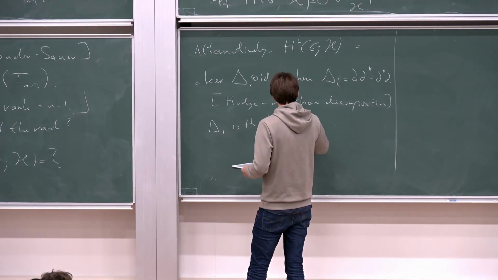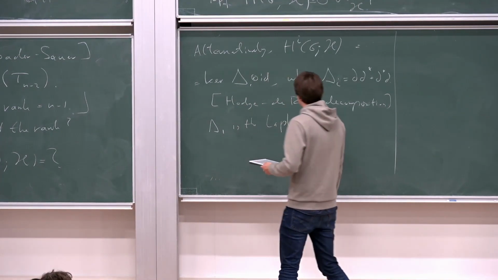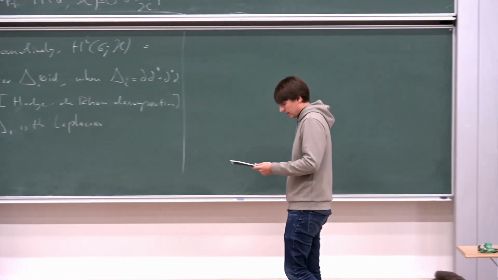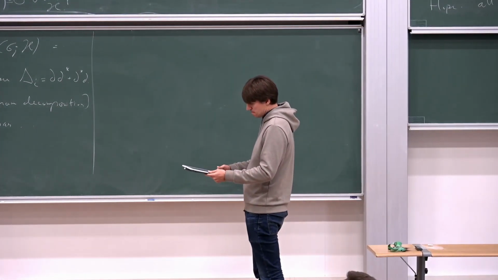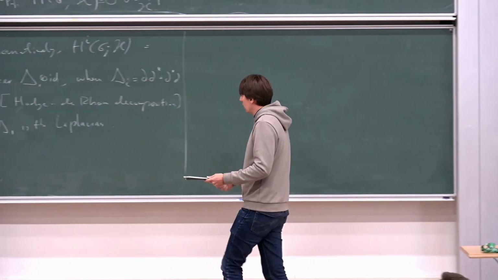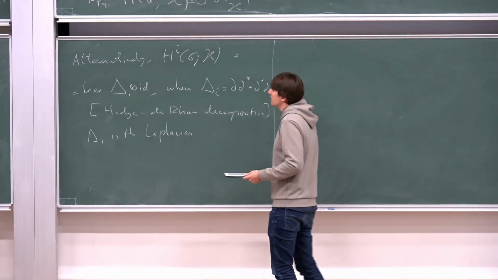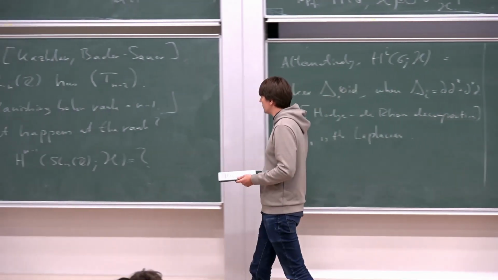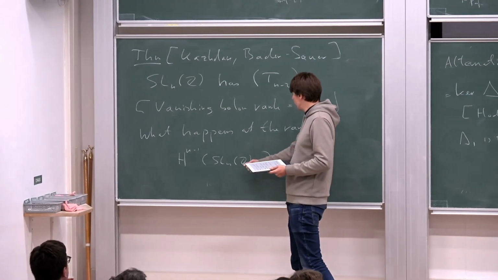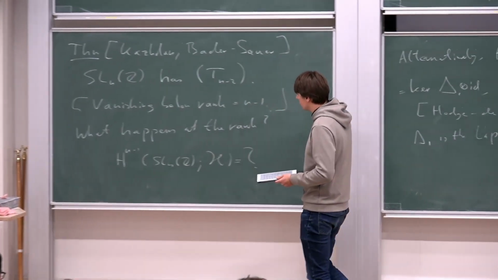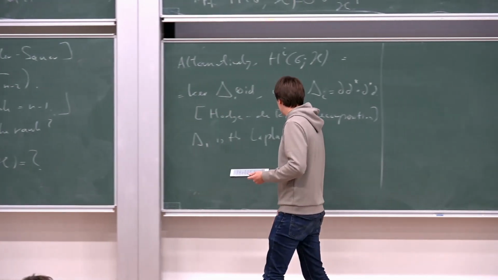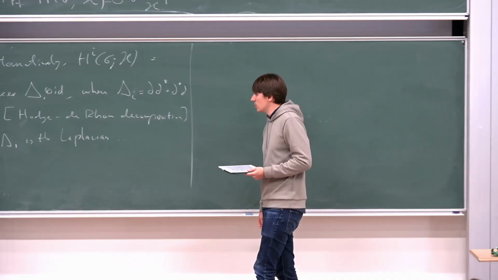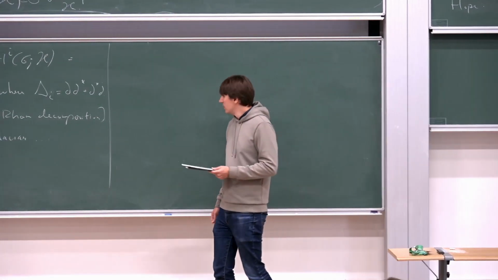And the game is about understanding its kernel. Okay, so remember the aim of what we started doing was to prove the vanishing of cohomologies of Sn and Z with some coefficients, which means that we wanted to prove that this kernel is trivial. That was the goal. So how do you do that?